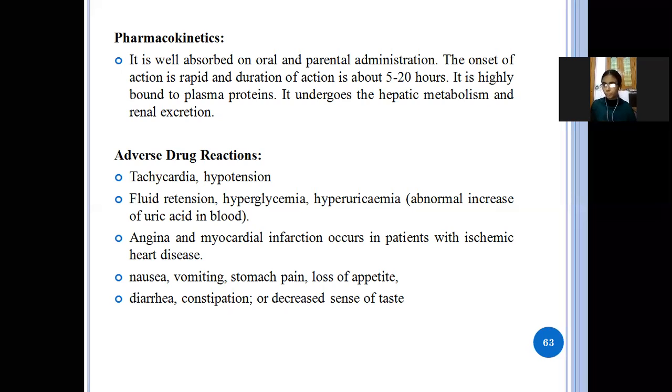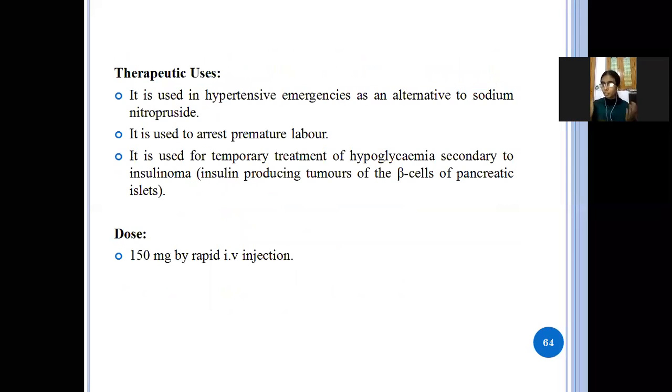Next, uses. It is used in the treatment of hypertension, to reduce the blood pressure. It is used to arrest premature labor, and for temporary treatment of hyperglycemia secondary to insulinoma, insulin-producing tumors of the beta cells of the pancreatic islets. So it is used to reduce blood pressure, to reduce premature labor, meaning pain in pregnant women, and in the treatment of hyperglycemia. The dose is 150 mg by rapid intravenous injection.